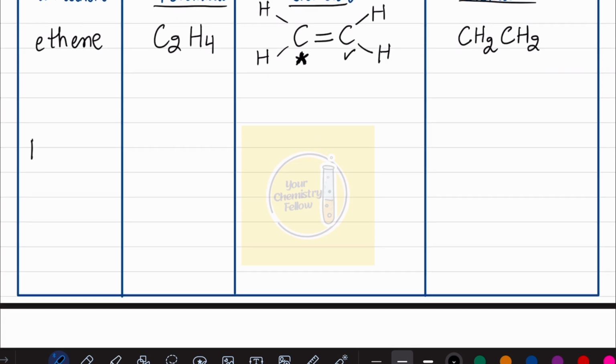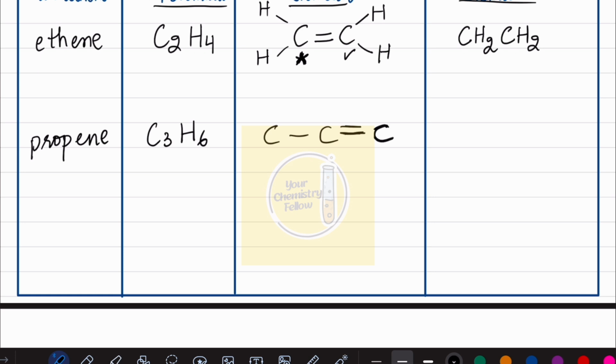Next member is propene. Its molecular formula is C3H6. So first I will draw a chain with 3 carbon atoms. There must be a double bond in the chain, and the rest of the bonds will be made with the hydrogen atoms. There must be 4 bonds for every carbon atom.